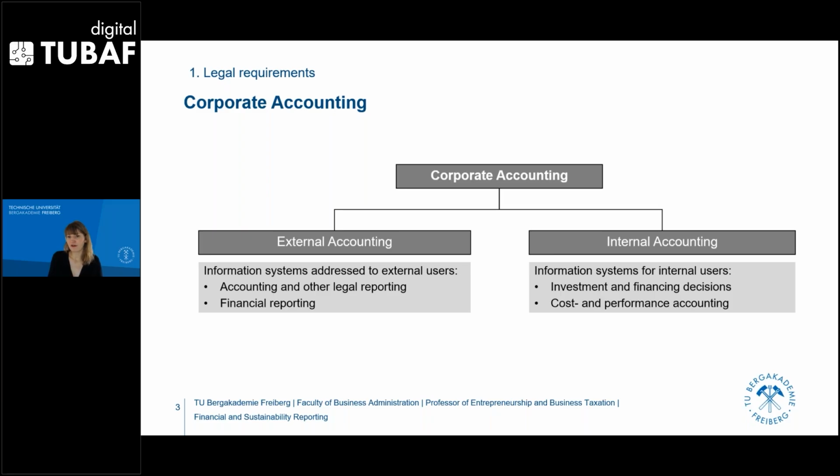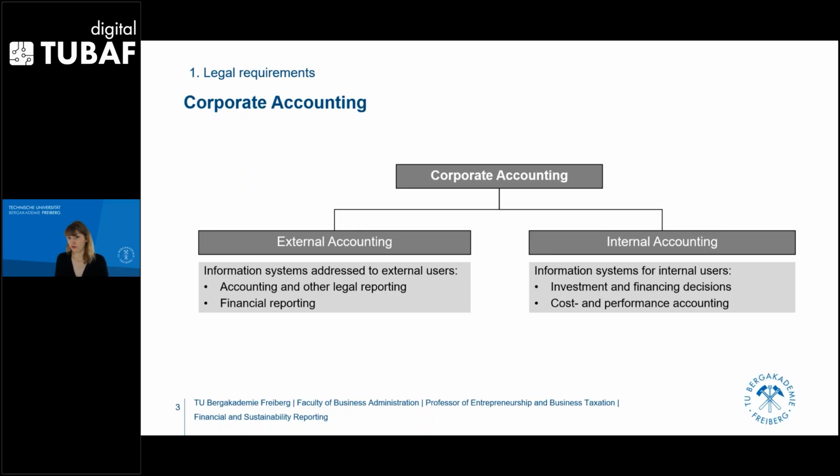And then we have on the other side the internal accounting, the information systems which are used for internal users, especially for the management board or for the supervisory board in the company. And the key performance indicators we find in financial reporting are often also used for internal goals, so that the remuneration of the management board, for example, is based on KPIs which are derived from financial reporting. So these parts are connected to each other.